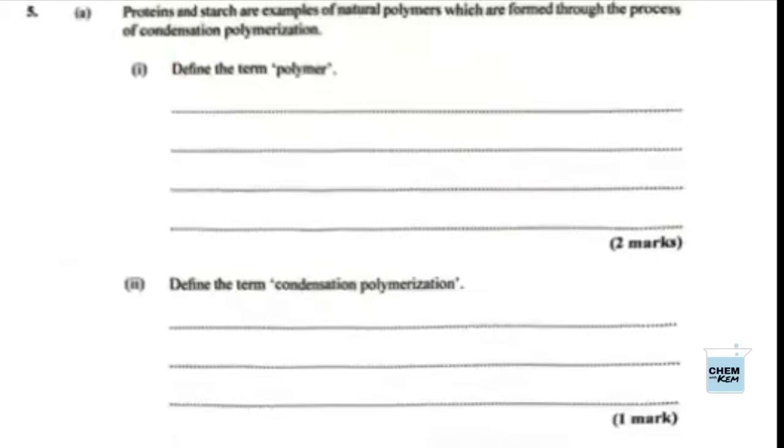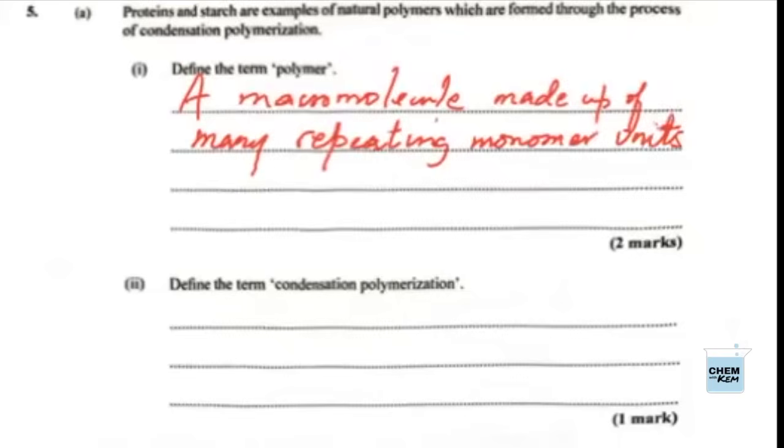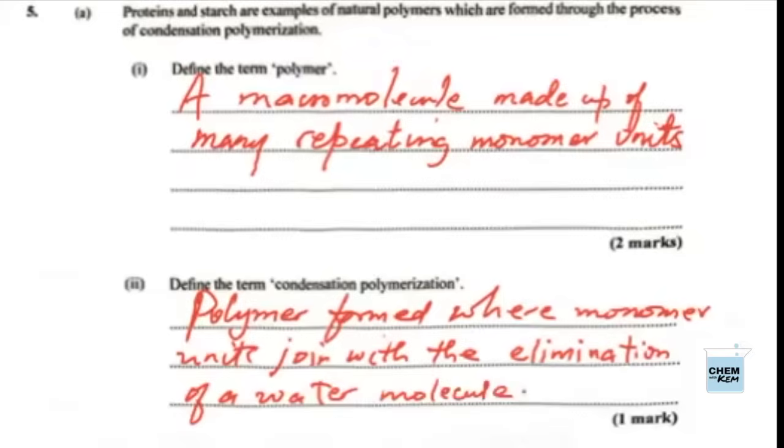For question 5, part A. Proteins and starch are examples of natural polymers which are formed through the process of condensation polymerization. Part 1. Define the term polymer. So a polymer is a macromolecule made up of many repeating monomer units. It must be 50 or more. Define the term condensation polymerization. So this refers to a polymer that is formed where monomer units join with the elimination of a water molecule. And since it's condensation polymer, condensation should tell us that water is being formed.